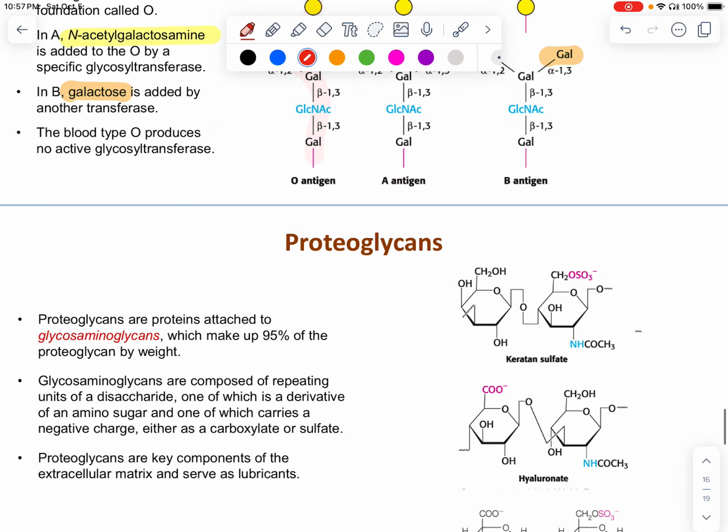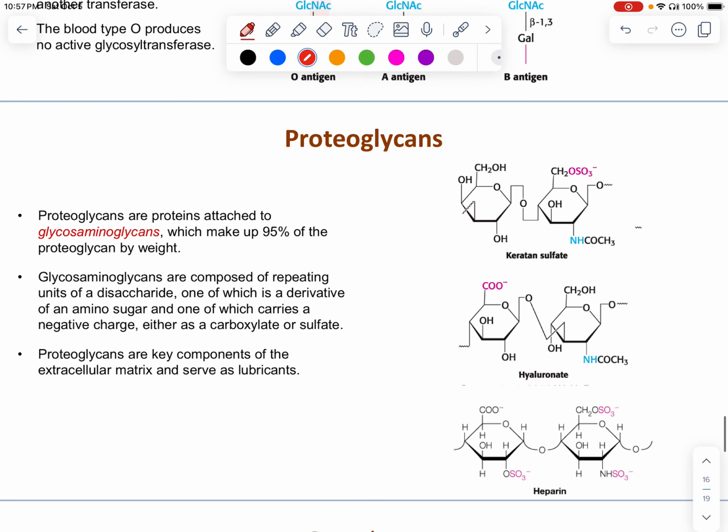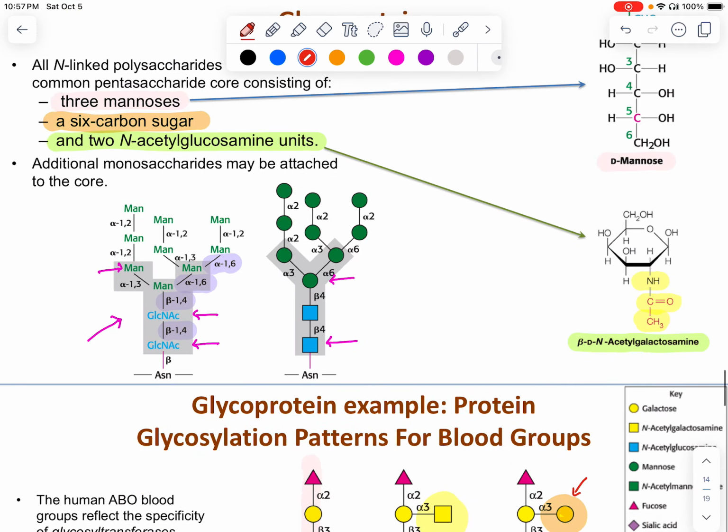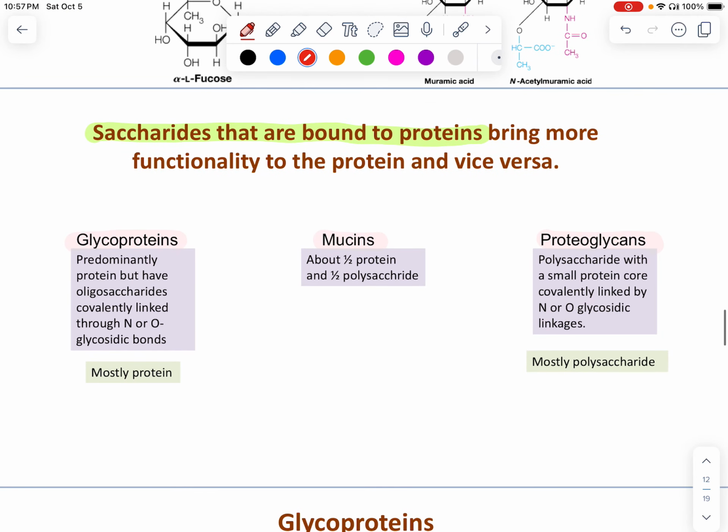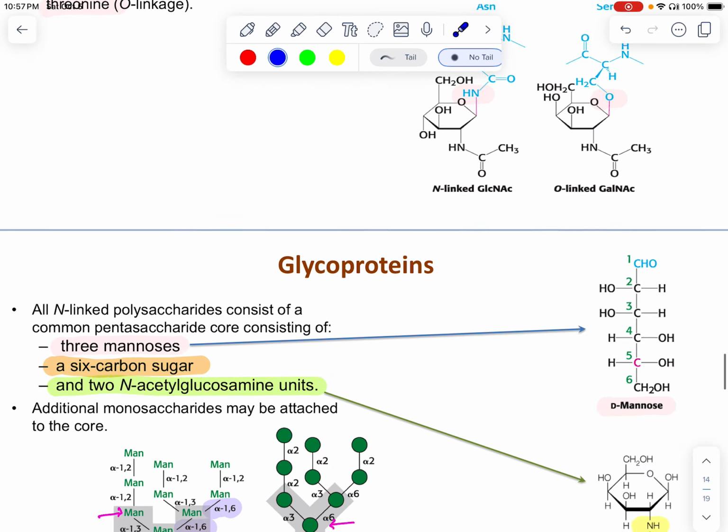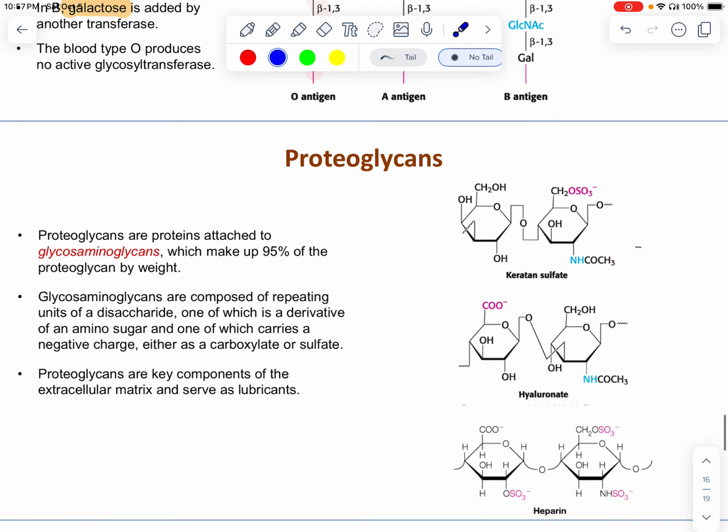All right, let's talk about proteoglycans. So proteoglycans are proteins attached to glycosaminoglycans, which make up 95% of it by weight. So if we go back up here, the glycoproteins were mostly protein, but the proteoglycans are mostly polysaccharide. And by mostly, we mean about 95% by weight.